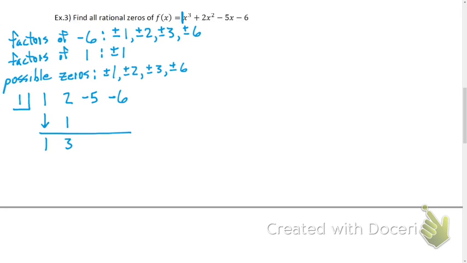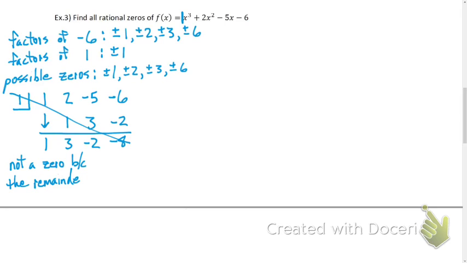And now I go 3 times the number in the bracket. Get -2. And I get -8. This was, let me explain, this is not a 0 because the remainder is not 0. That's the remainder right there.